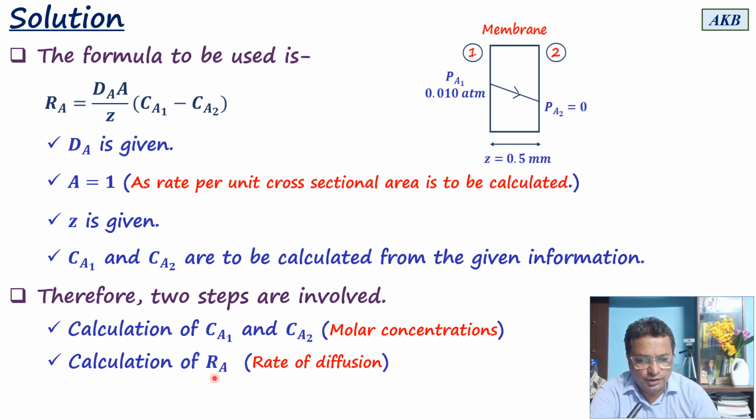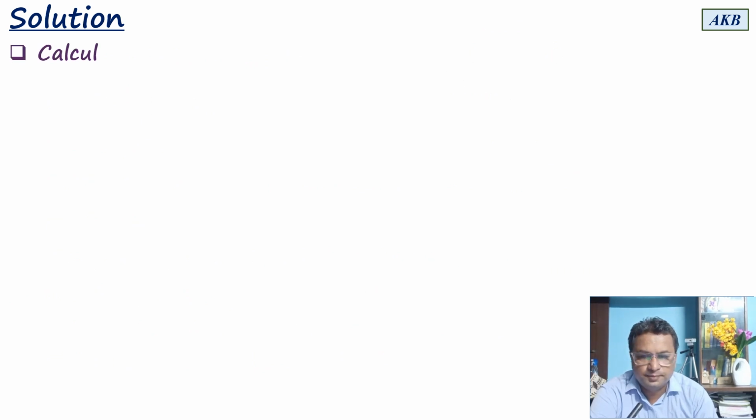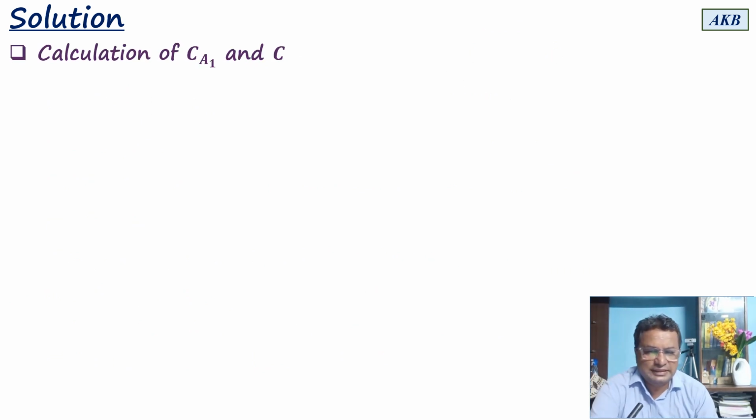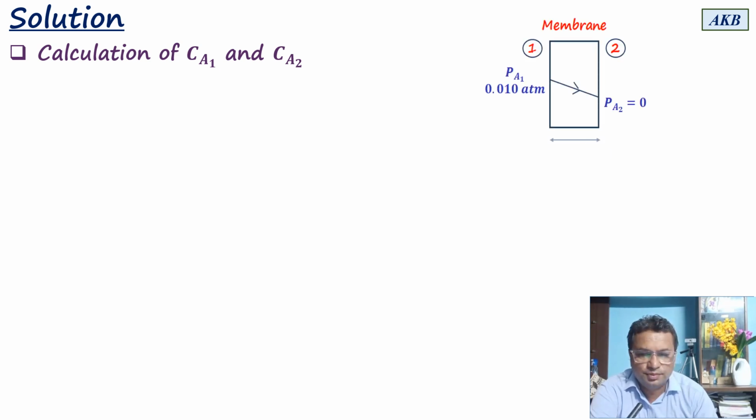We are supposed to find out Ra, that is the rate of diffusion. So the first step, as we listed, is calculation of Ca1 and Ca2. So again, we will refer to the schematic.